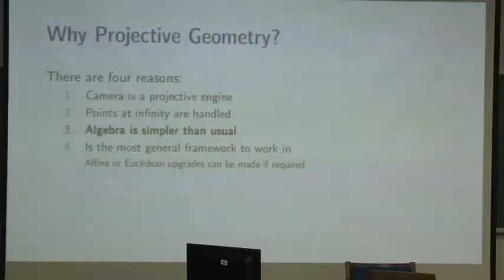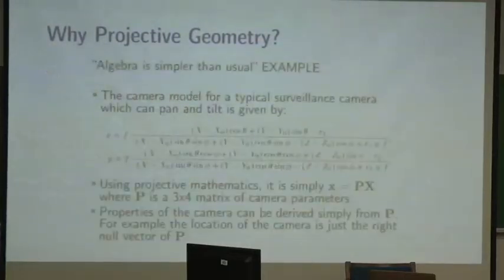I want to show you just a preview of why the algebra is simple as usual. Take a simple camera, sort of like the surveillance cameras we have in this room, right? A surveillance camera can rotate, so it can pan and it can tilt, and it can change its zoom level. That's pretty much what it can do. So we typically call these PTZ cameras, right?